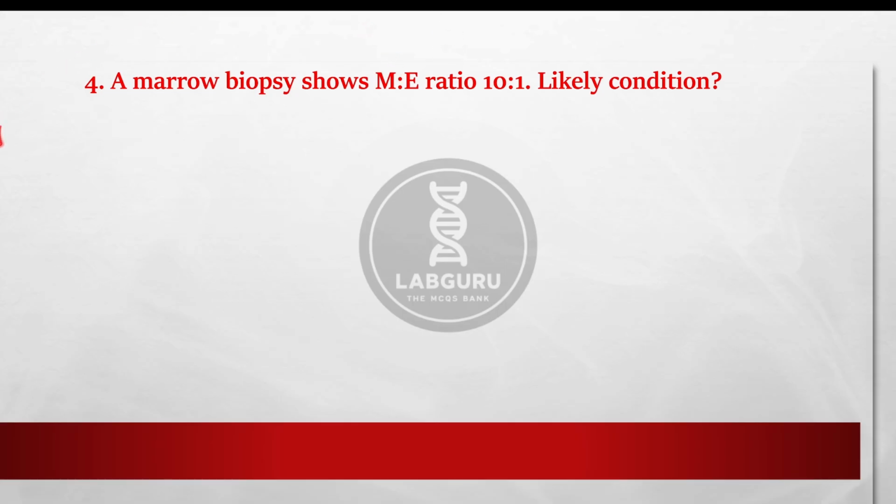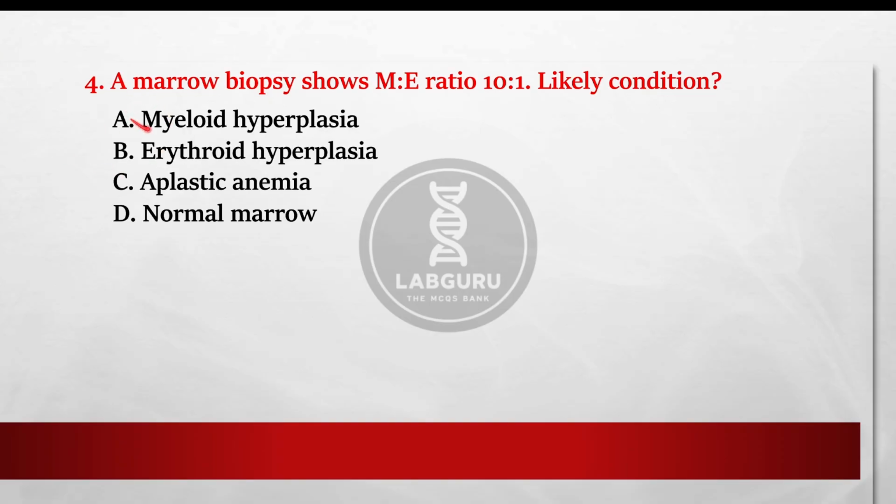Question number 4: a marrow biopsy shows ME ratio, that is myeloid to erythroid ratio, of 10:1. What will be the likely condition? The options are: option A, myeloid hyperplasia, option B, erythroid hyperplasia, option C, aplastic anemia, and option D, normal marrow. So what is ME ratio? ME ratio actually measures the proportion of myeloid precursor cells, that is WBC precursors, to nucleated erythroid precursors, that is red blood cell precursors, in the bone marrow.